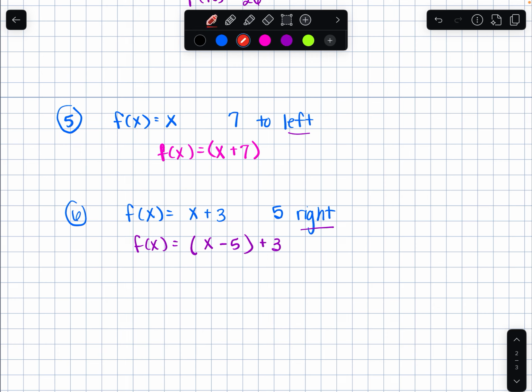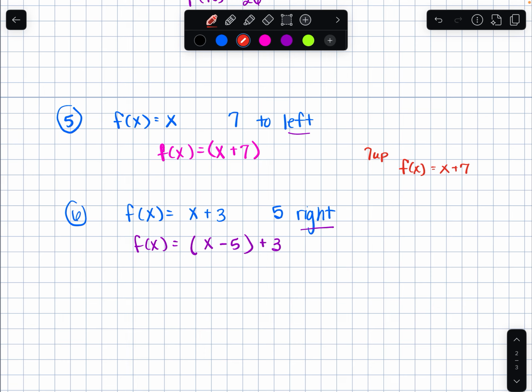So I just want to make a comment on 5 and 6. It's totally a possibility that instead of left and right, it might ask you up and down. So I just want to mention that while we're sitting here. Remember, up and down movement is outside of parentheses. Let's pretend, like on number 5, it said, let's move it 7 up. Okay, so if it said, let's move it 7 up, it would be f of x equals x plus 7.